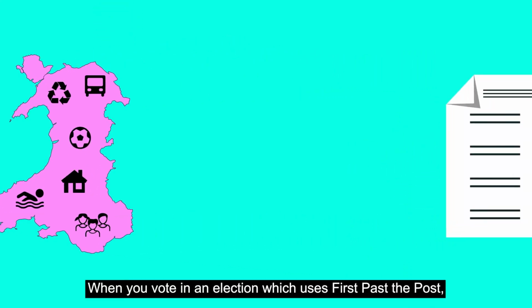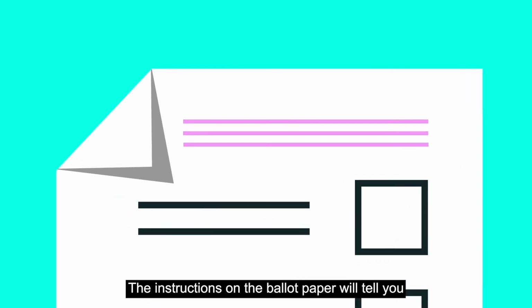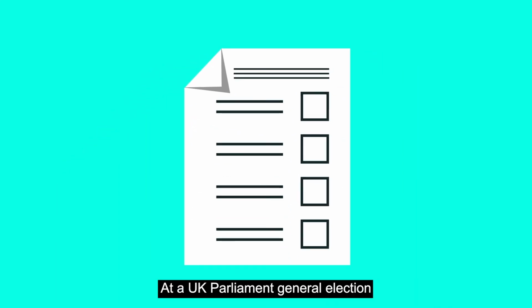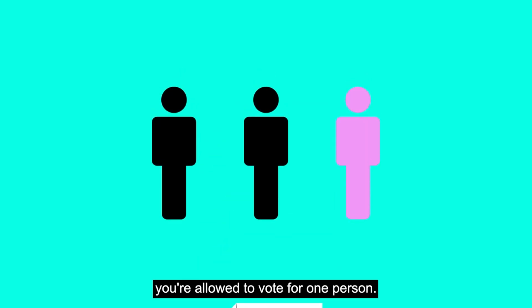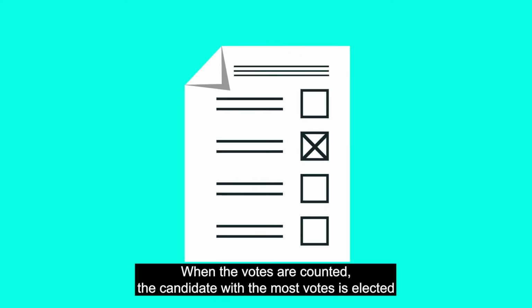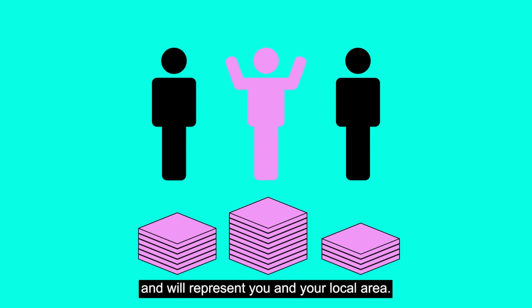When you vote in an election which uses First Past the Post, you'll be given one ballot paper. The instructions on the ballot paper will tell you how many people you're allowed to vote for. At a UK Parliament general election, you're allowed to vote for one person. Simply mark an X in the box next to their name. When the votes are counted, the candidate with the most votes is elected and will represent you and your local area.